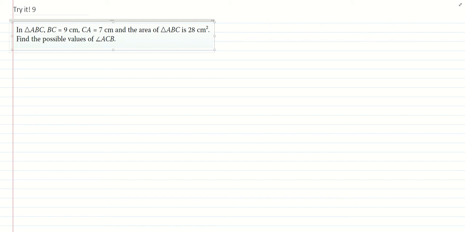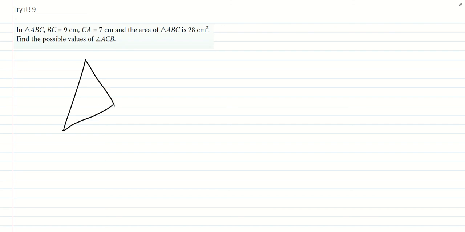As with all other geometry questions, if there are no diagrams drawn for you, it will always help to draw a simple diagram. It doesn't have to be accurate. We are not interested in the accuracy of the diagram. We are more interested in making sure of the positions of the lengths so that we know which is the included angle, where the length is, and everything else. So BC is 9 cm, CA is 7 cm, and then we have angle ACB, which is here.